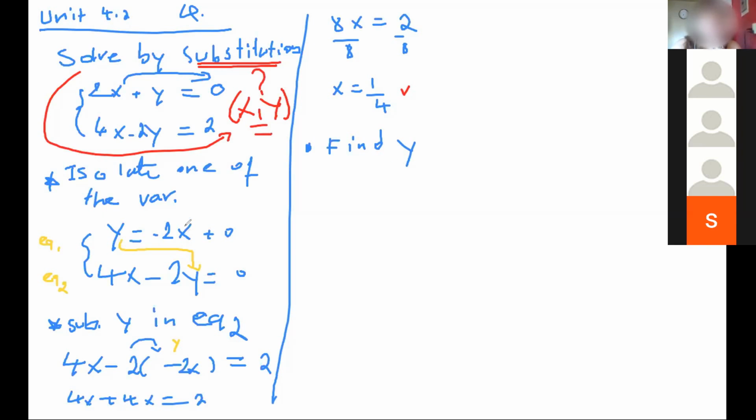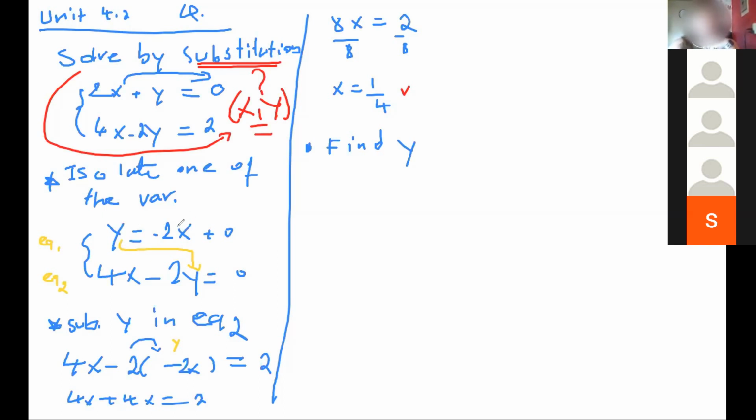How do you find y? So we're going to go to the system. Which one of these is easier to find y? You have two equations. We can use either one, but since we're looking for y, which one looks convenient? The top one. That's right. Equation 1, because it already has y isolated, so it's easier.